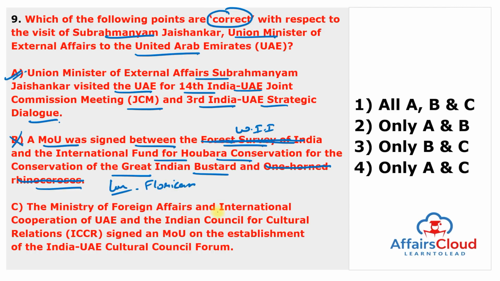So, next is the Ministry of Foreign Affairs and International Cooperation of the United Arab Emirates and the Indian Council for Cultural Relations signed an MOU on the establishment of the India-UAE Cultural Council Forum. This statement is also true. It means C is a true statement. Only correct statements are A and C. So, the answer of this question is 4, A and C.